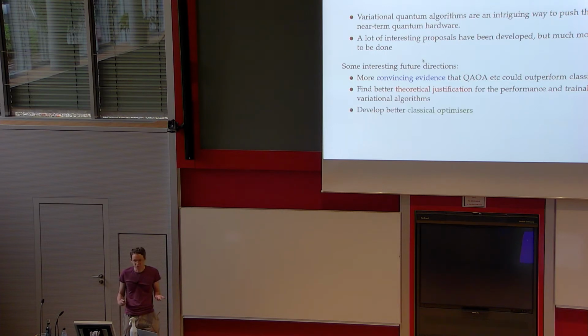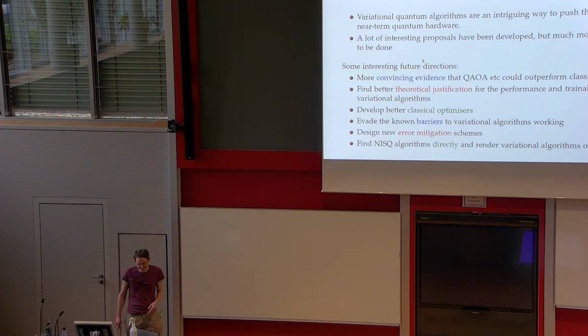To make the algorithms perform as well as they can, we need to develop better classical optimizers, perhaps ones that are very tailored to the particular problems we're looking at, or maybe we just need to understand better what the best existing optimizers are for these problems. There are some barriers that I mentioned to variational algorithms working. It would be great to evade these barriers, obviously. And we need to develop new error mitigation schemes.